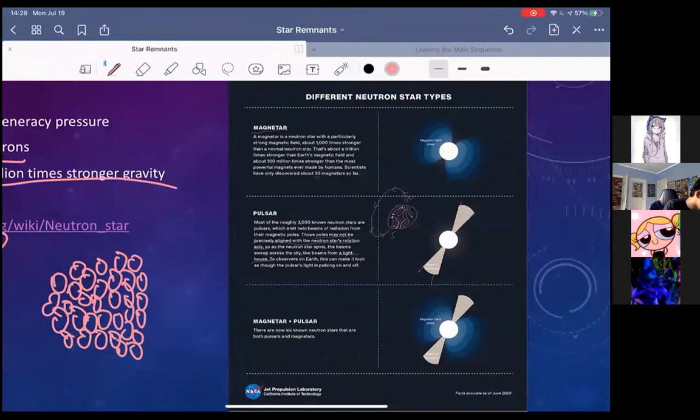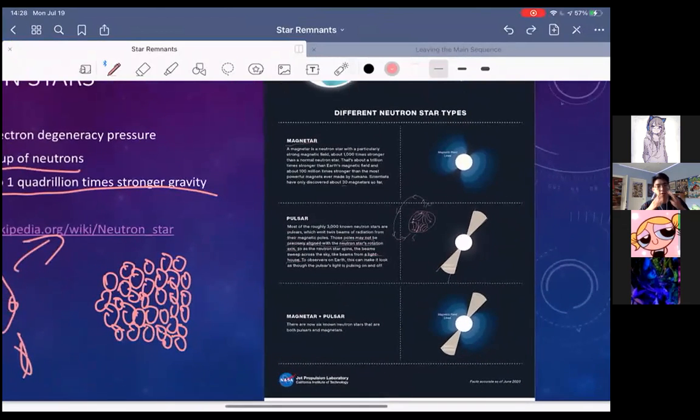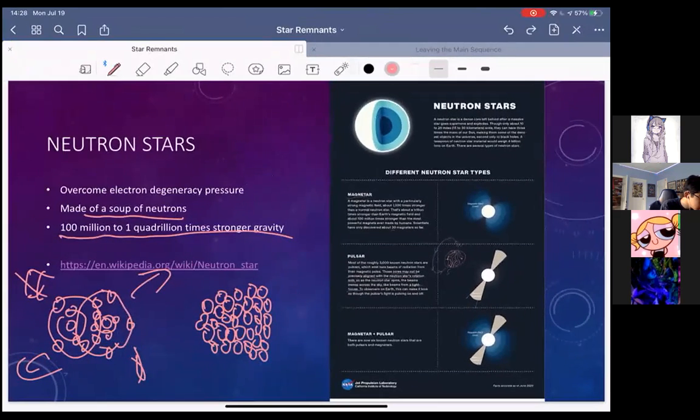And the last one is, you combine the two together. Pretty simple. If you have a really strong magnetic field and you also have the funneling of the radiation to its poles, that's a magnetar plus a pulsar. So those are neutron stars.